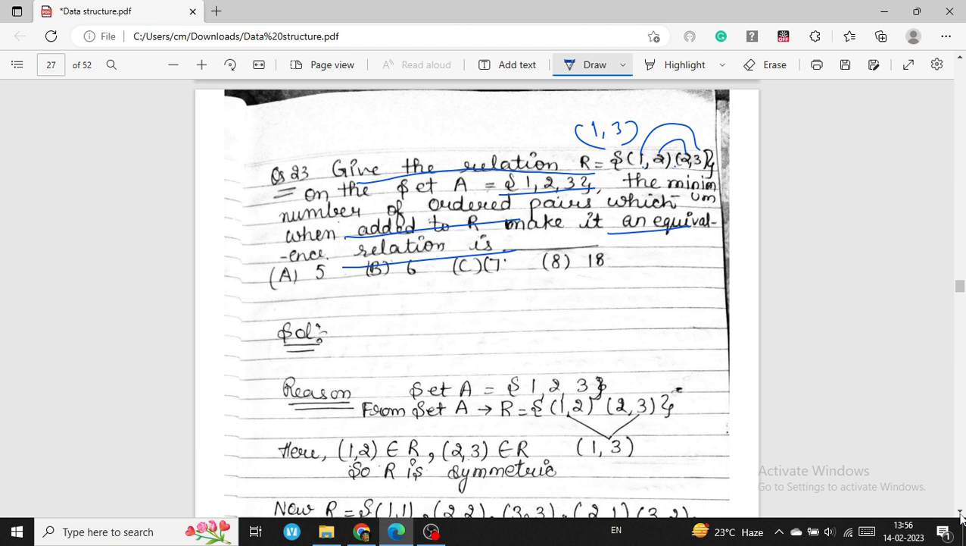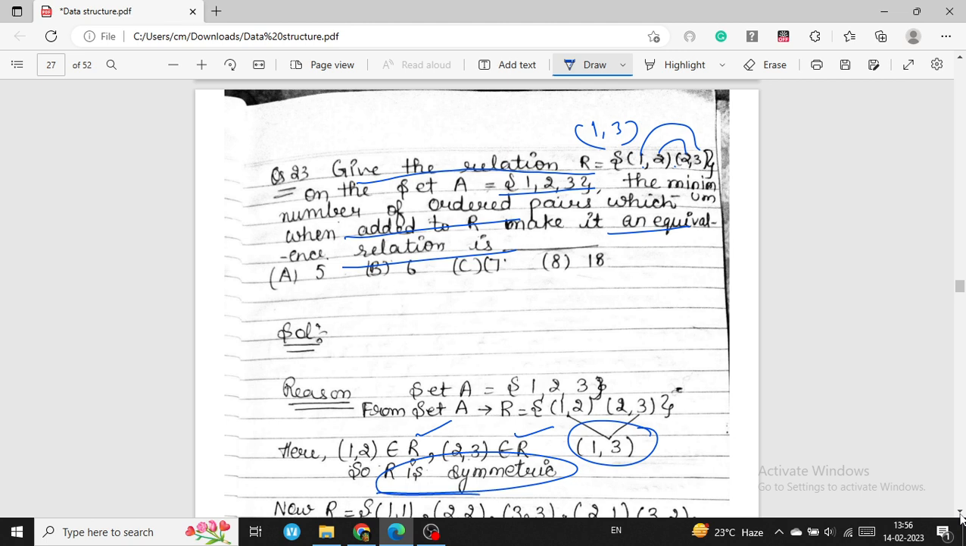In set A we have 1, 2, 3. From set A take the relation that is given, (1,2), (2,3), and from this relation you can draw a new pair, that is (1,3). Here (1,2) belongs to R, yes, and (2,3) also belongs to R, so it is symmetric.